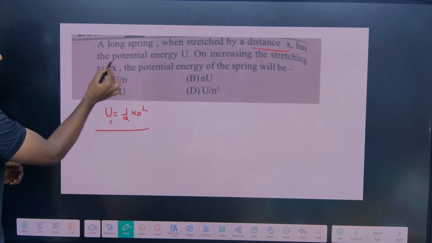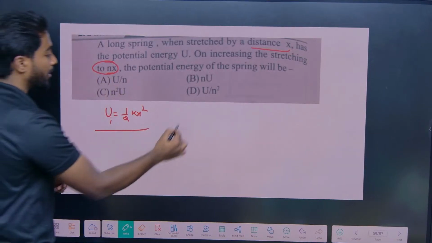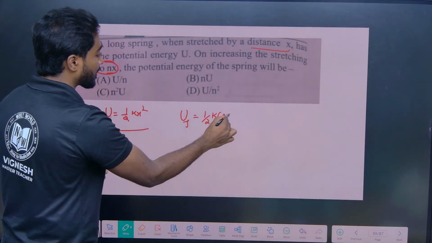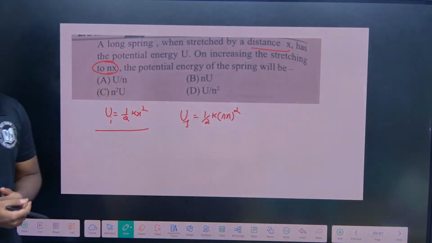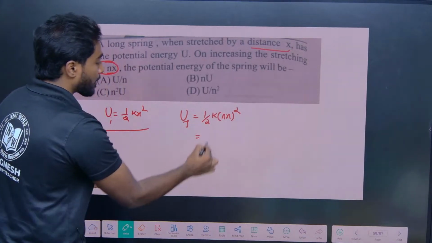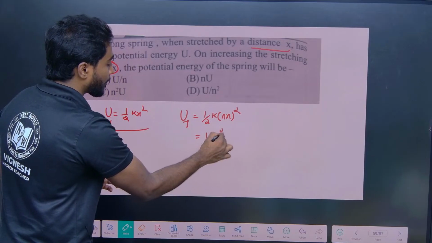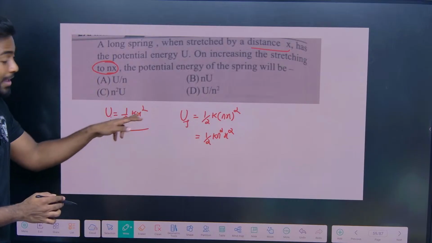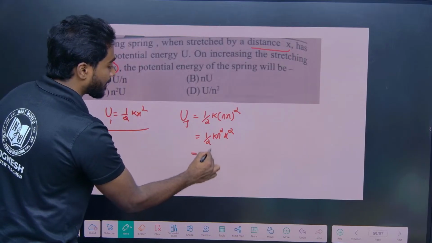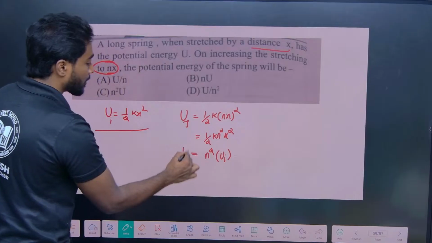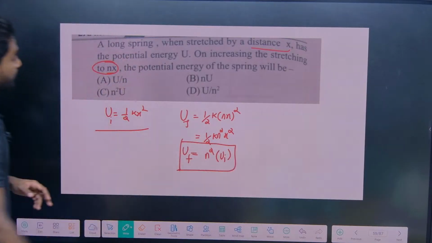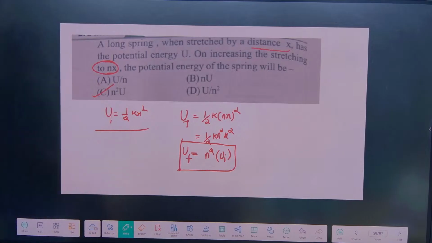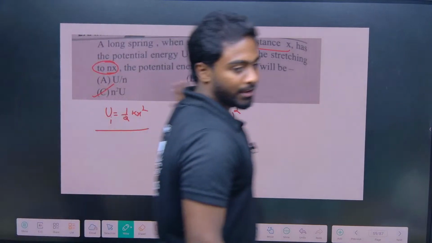Now what are they saying? Extended to nx, U final will be 1 by 2 k into nx the whole square, which is 1 by 2 k n square x square. Here, 1 by 2 k x square is the initial, so I can substitute that value: n square into U initial. So the answer is n square U, option C. In terms of the initial value they have taken.